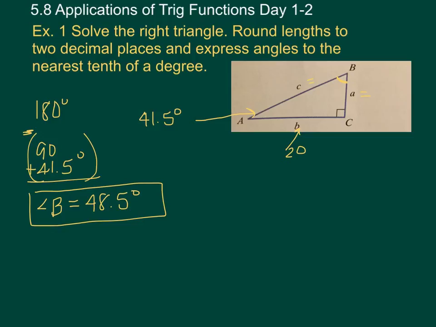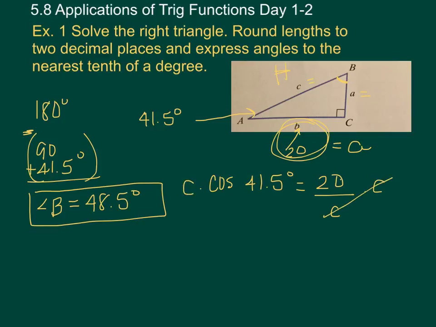Okay, then we're going to find little a and little c. So I'll do little c first. If you notice, this side is adjacent and this is our hypotenuse. So I'm going to use cosine 41.5 degrees equals adjacent, which is 20, over my hypotenuse, which is c. So I'll multiply both sides by c. And then to get c by itself, I'm going to divide.